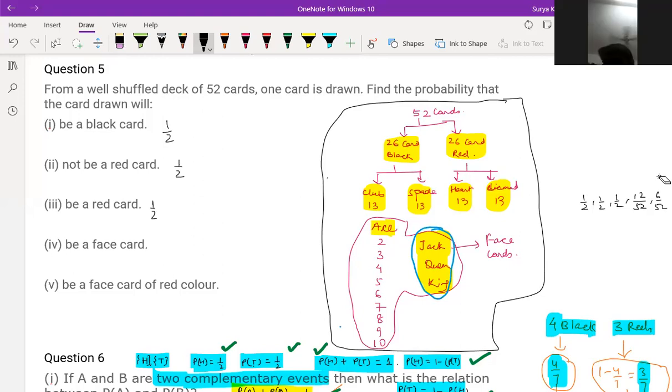Sir, fourth one is 12 by 52. Sir, and fifth one is 3 by 52. But you should cancel here. So the 4 3s are 12, sir, and 13. 3 by 13.